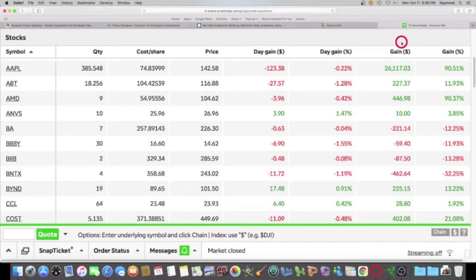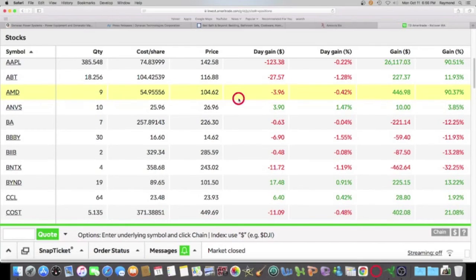So Apple stock, since I've owned it, and I've owned it for many years, I made over $26,000. This column here says gain percentage. This is how much money I made or lost in percent form. So let's do a slow scroll.